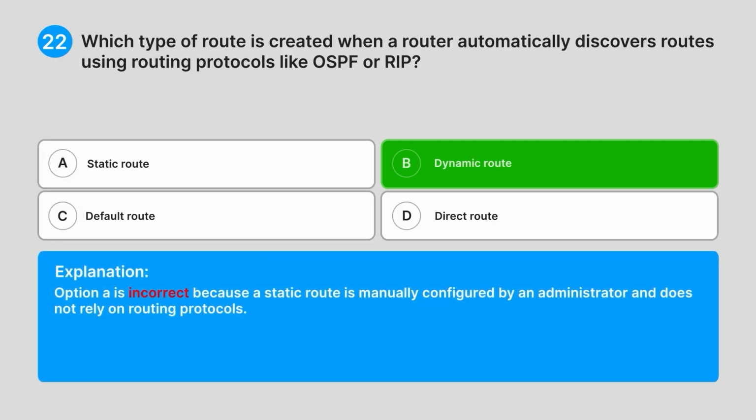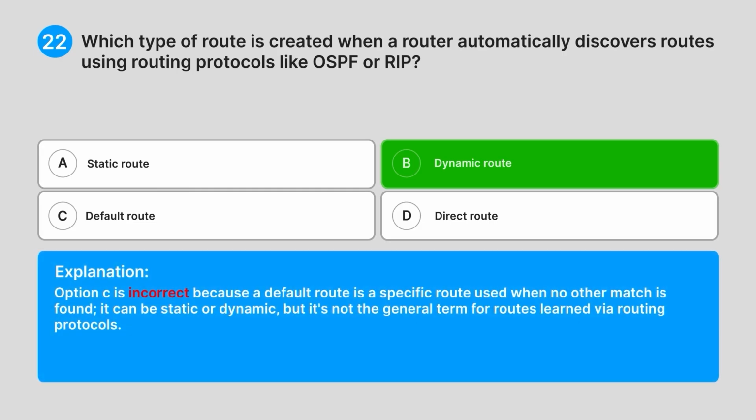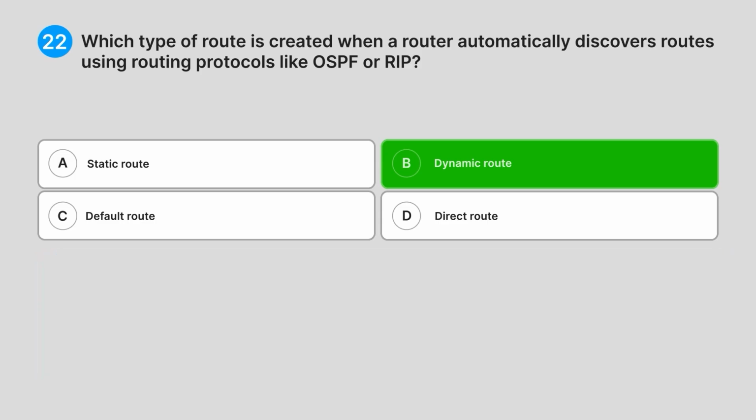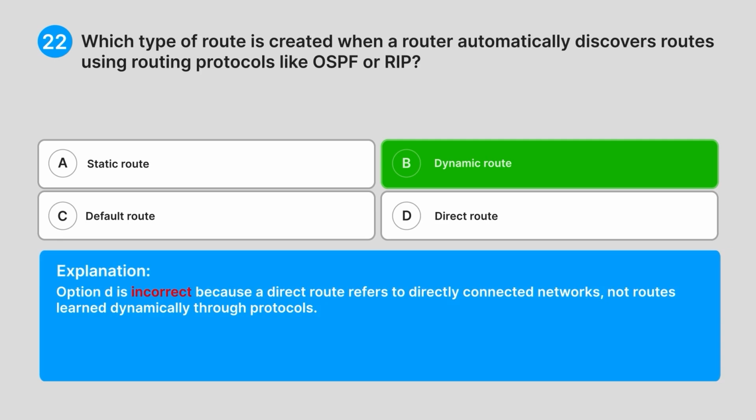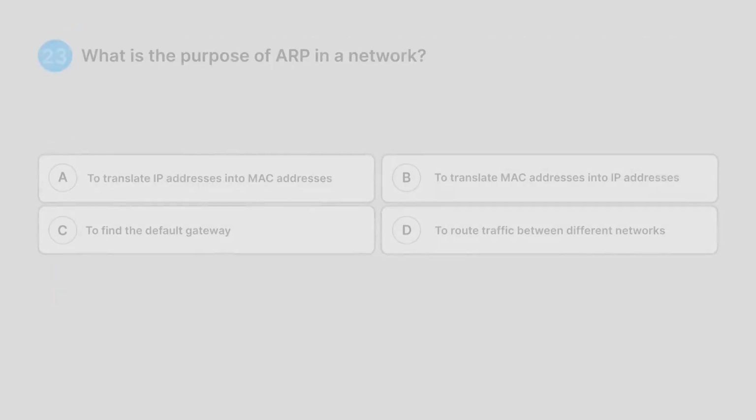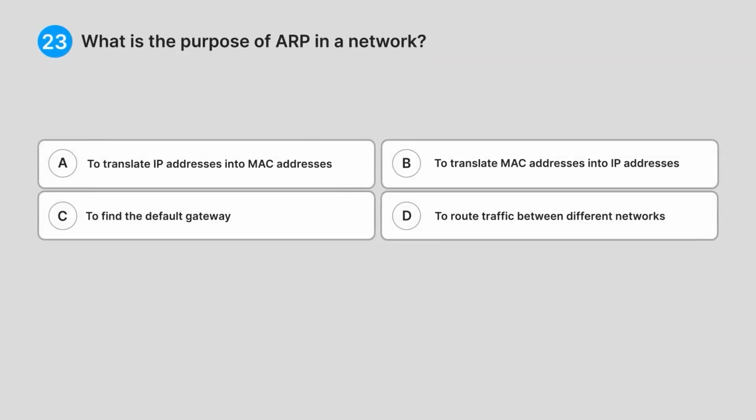Option A is incorrect because a static route is manually configured by an administrator and does not rely on routing protocols. Option C is incorrect because a default route is a specific route used when no other match is found. It can be static or dynamic, but it's not the general term for routes learned via routing protocols. Option D is incorrect because a direct route refers to directly connected networks, not routes learned dynamically through protocols.